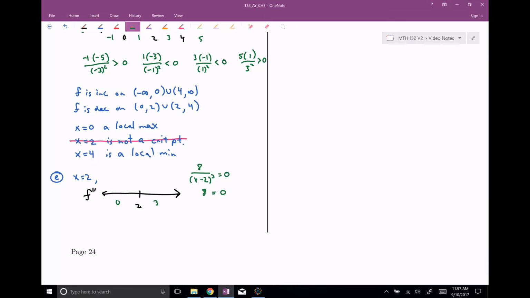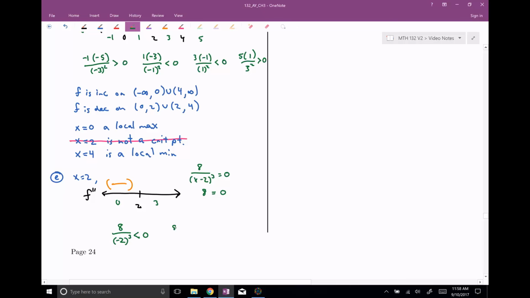Let's go ahead and plug these in for the second derivative. If I plug in 0 into the second derivative, I'm going to have 8 divided by 0 minus 2, that's negative 2 cubed. So in the numerator I have positive, and in the denominator I have negative, negative, negative, 3 negatives, that's going to be negative. So I'm going to have positive divided by negative, that's going to be less than 0, and therefore we're going to have negative.